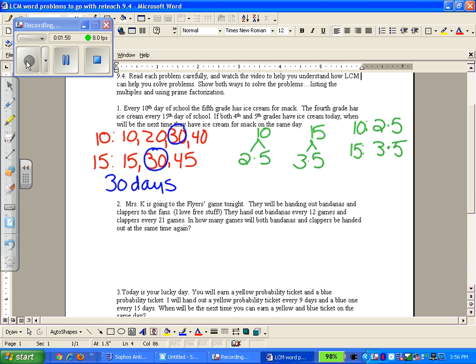What I'm going to do is use the 5, so I'm going to group those together, and I'm only going to use these numbers once. So now I'm going to multiply my other factors, 2 times 3 times 5. I'm only using them once. When we did this for greatest common factor, we multiplied each of them, but in this case, you're only using them once. So 2 times 3 is 6, and 6 times 5 is 30. So again, we come up with the same answer, that in 30 days, both the 4th grade and the 5th grade will have ice cream on the same day.